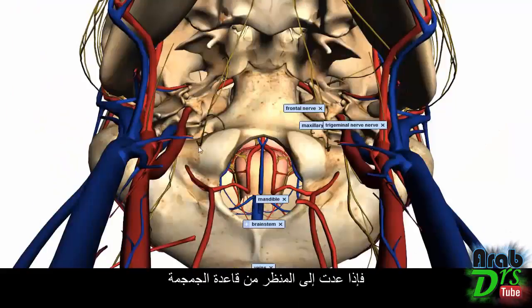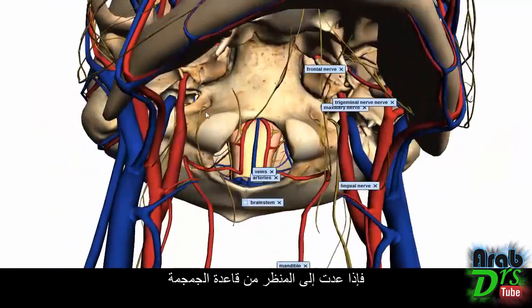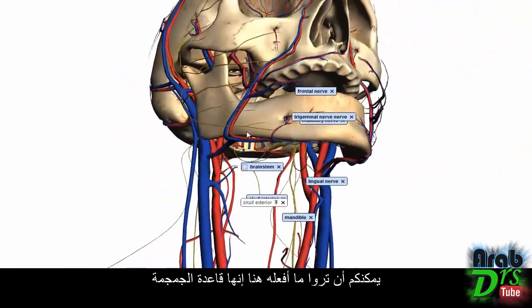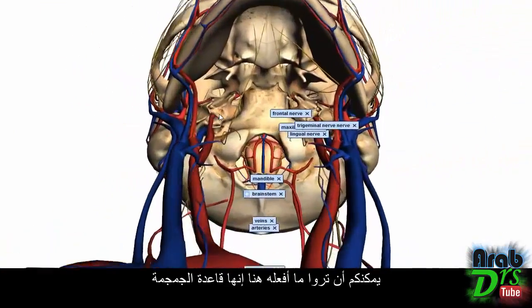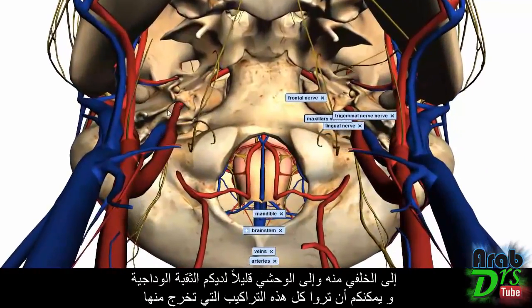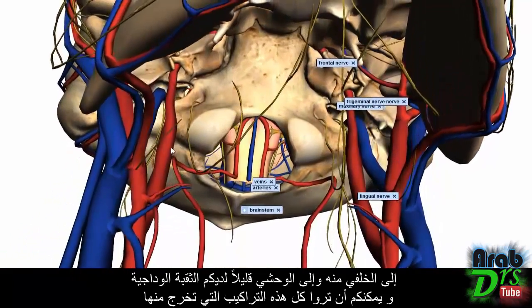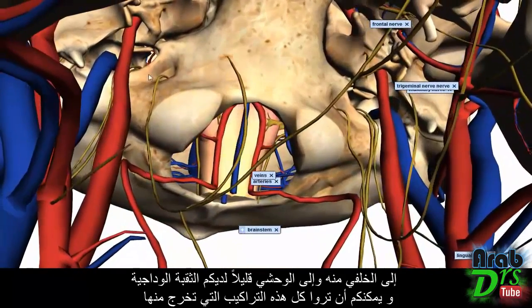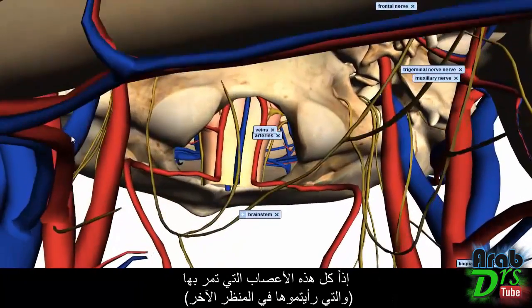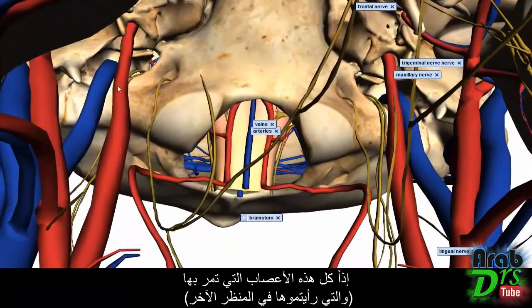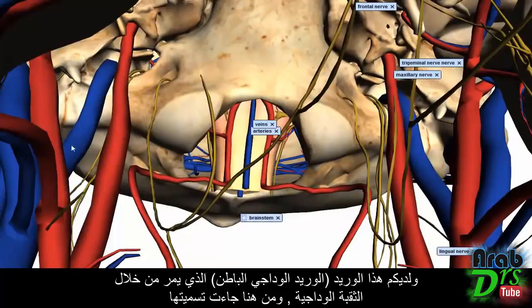So I've just flicked back to the base of the skull view, so you can see what I'm doing here. Base of the skull. So that was the carotid canal. So posterior to that, and slightly lateral, you've got the jugular foramen, and you can see all these structures passing out. So all these nerves passing out, which you saw in the other view, and you've got this vein, the internal jugular vein, which passes through the jugular foramen, hence the name.